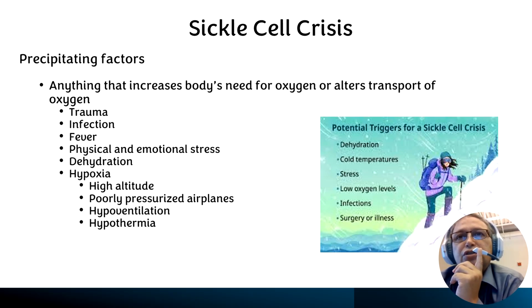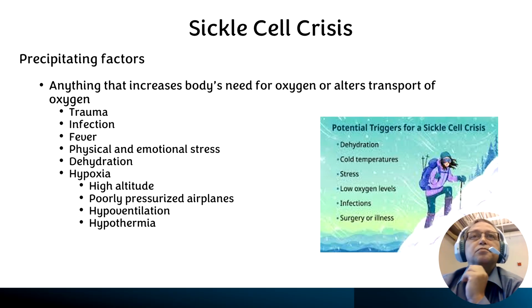Another potential trigger for this is cold temperatures. Why cold temperatures? Because they cause the veins to constrict. If you have a chance of veins to constrict, you have a chance of the cells to coagulate and cause blockages. Surgeries by themselves will trigger, and illness or stress will also trigger because of vasoconstriction.